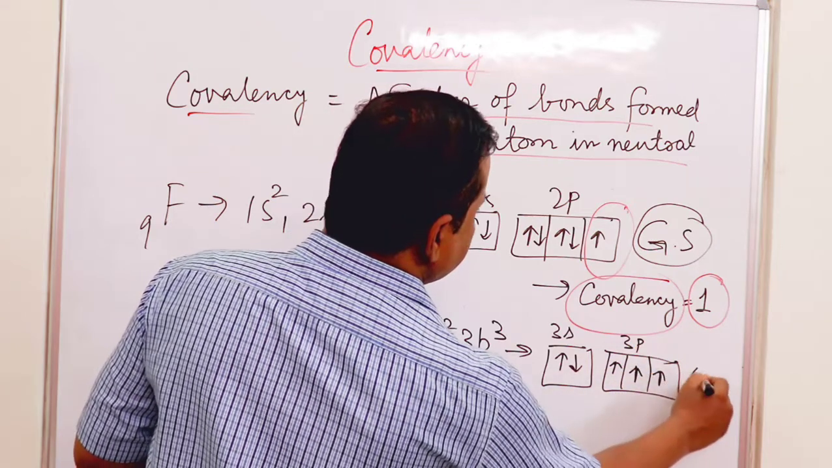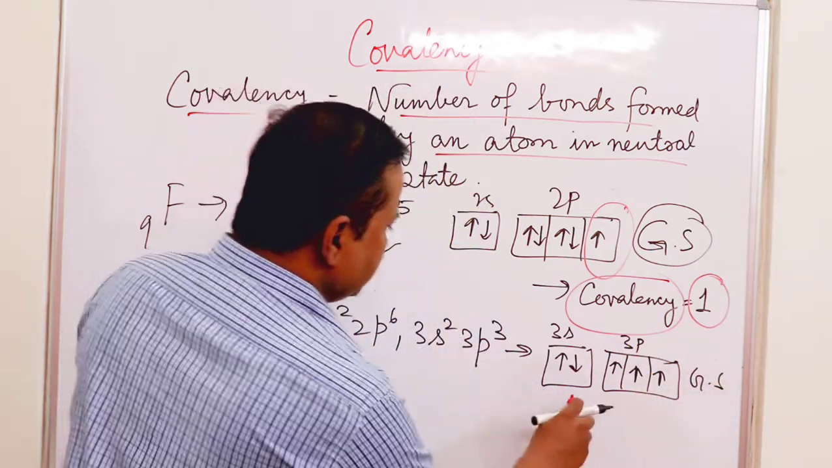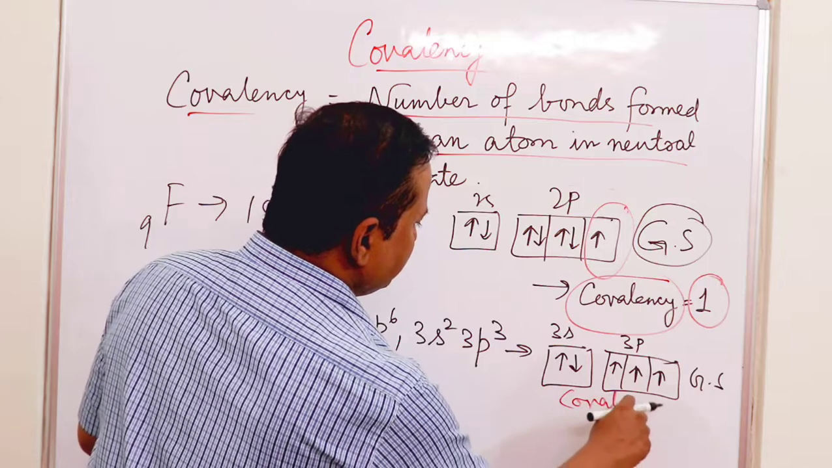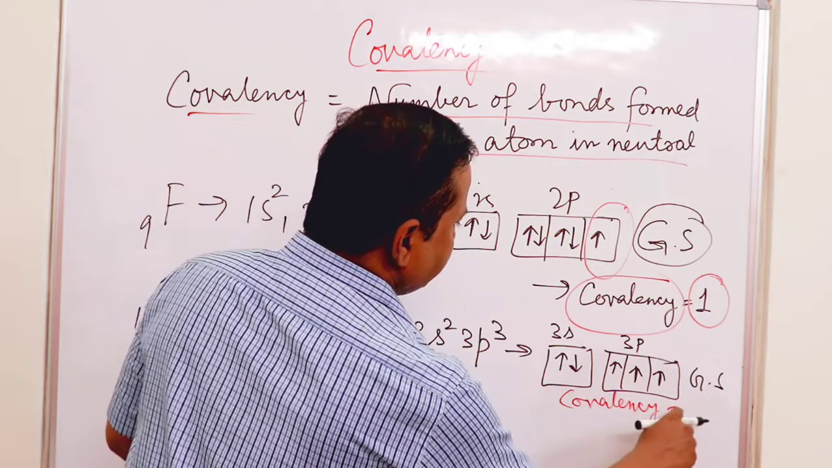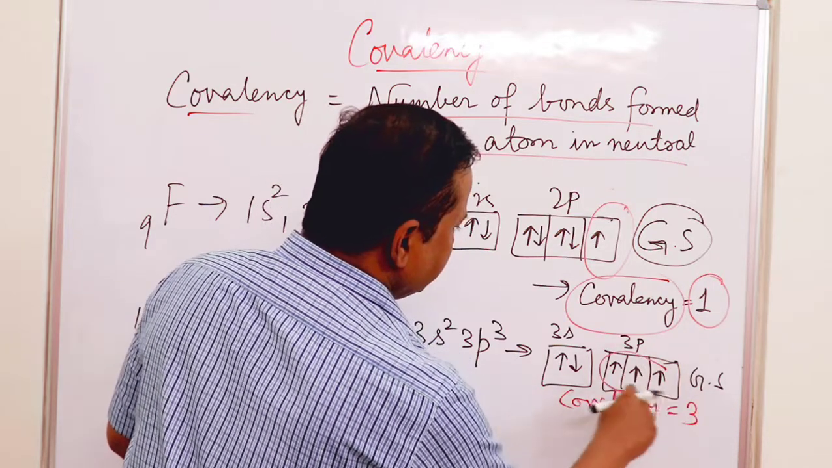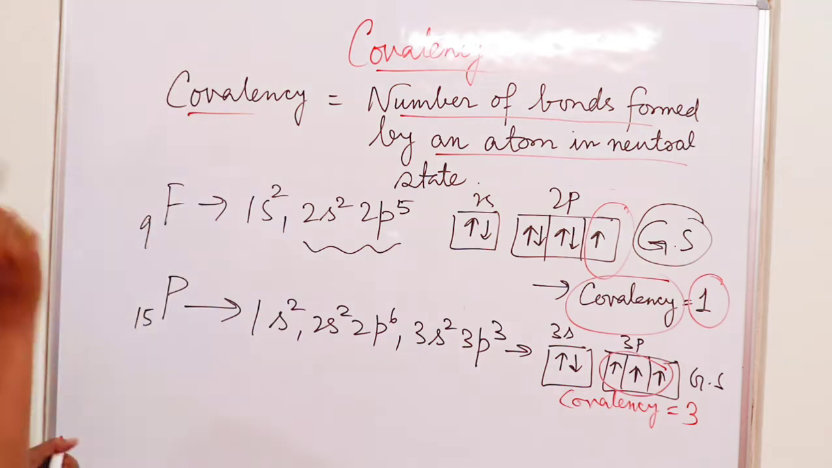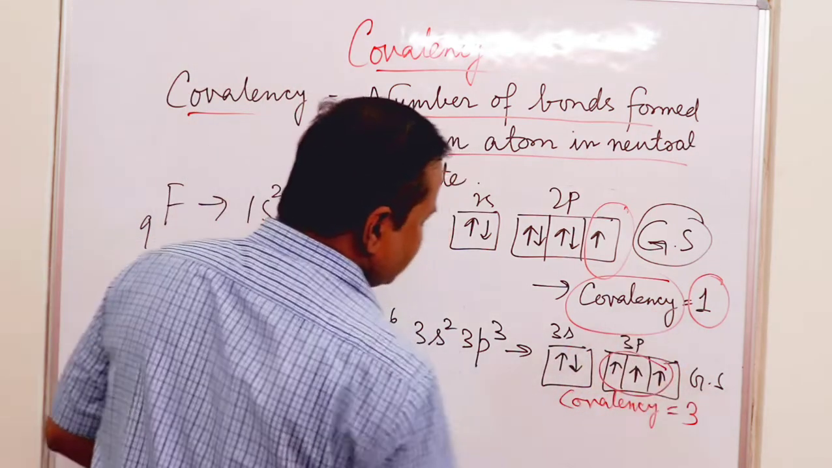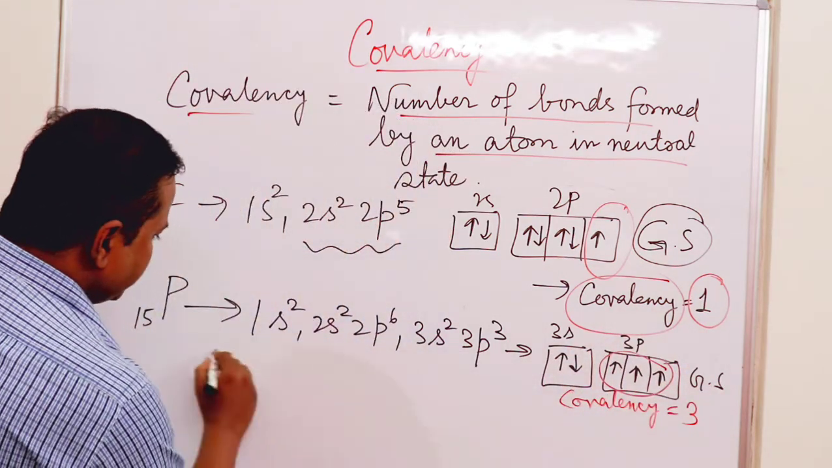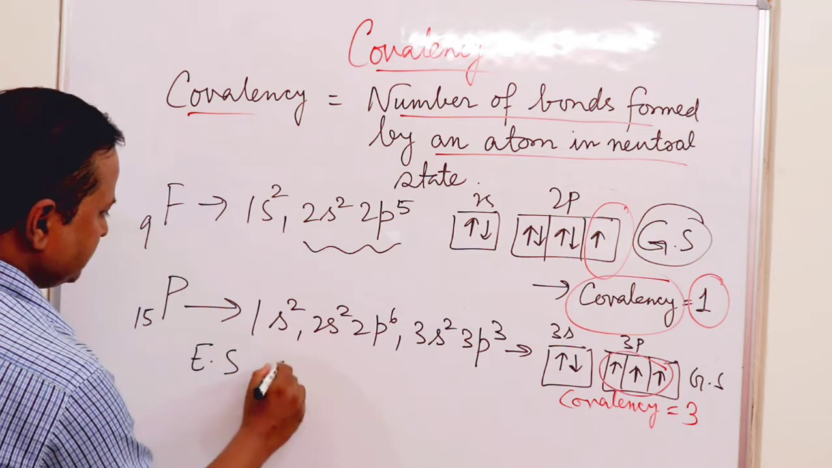So in the ground state, covalency of phosphorus is 3 because there are 3 unpaired electrons. Now you know that after 3p there is a vacant d orbital. So in the excited state, what happens?